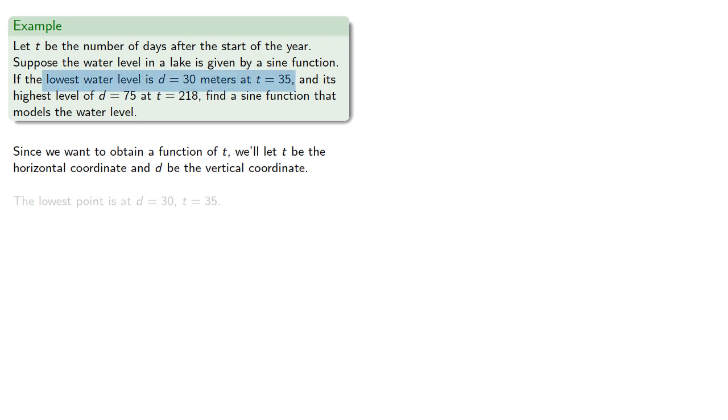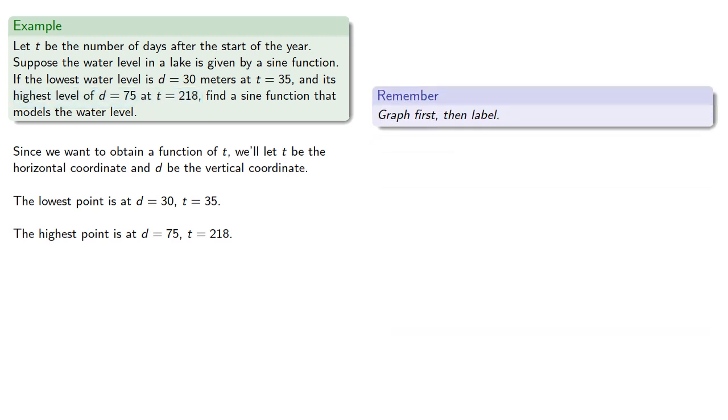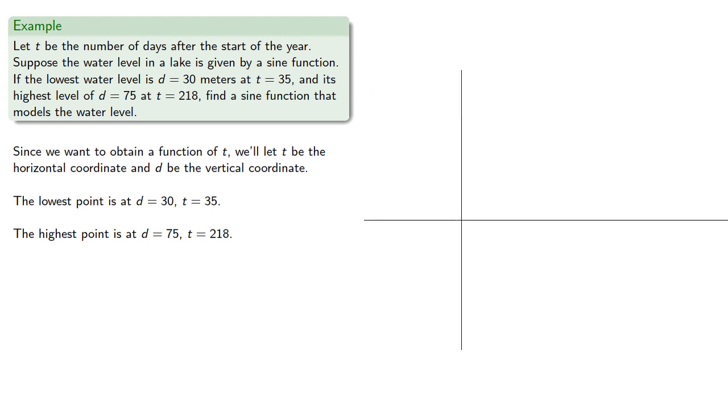We also know the lowest point and the highest point. So the secret to graphing is graph first, then label. So we know where the highest and lowest points have to be, and so we'll mark those points. And then our water level has to go from the lowest to the highest, so maybe our graph looks like this.